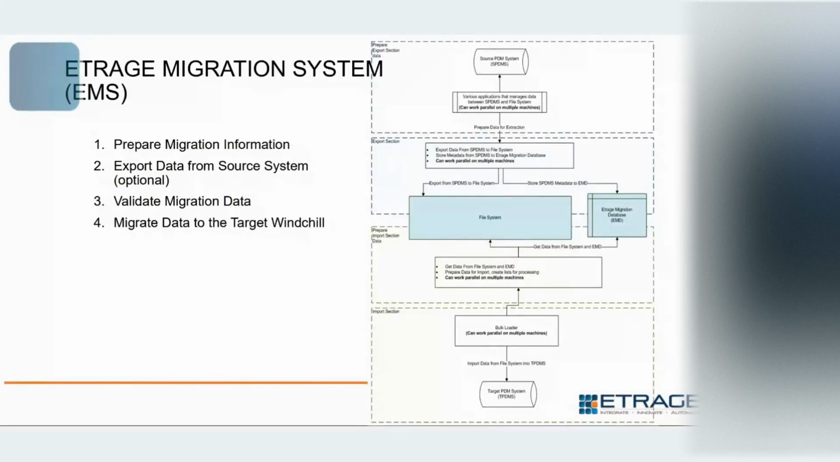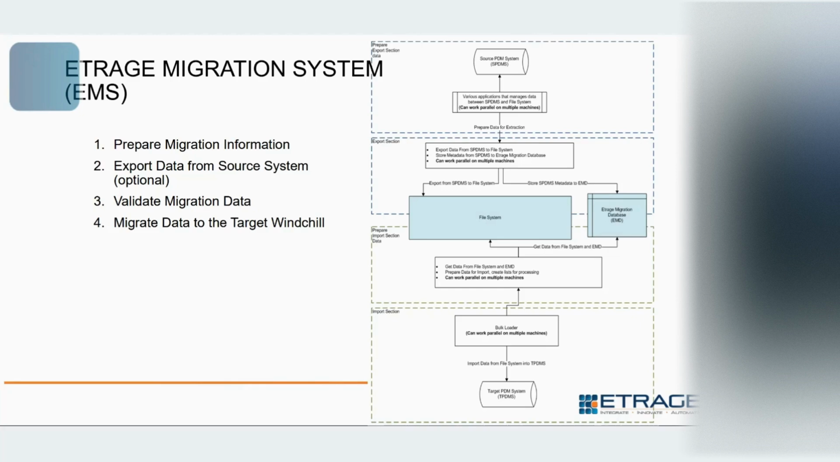So hello, everyone, and welcome to this webinar dedicated to the ETRAGE migration system. The purpose of this system is to provide an efficient and cost-effective way for migration of a large amount of CAD documents to Windchill. The system consists of 4 phases, and each phase is followed by a set of procedures and applications, as we can see on this diagram to the right.